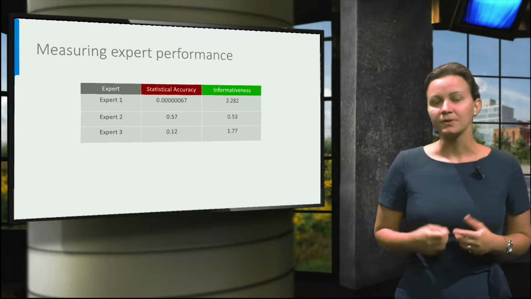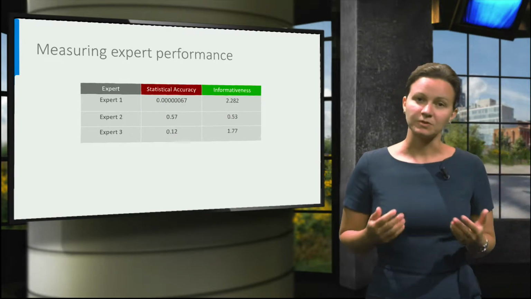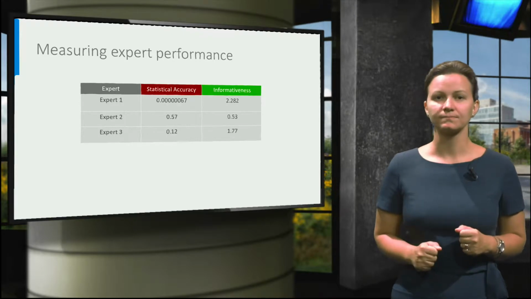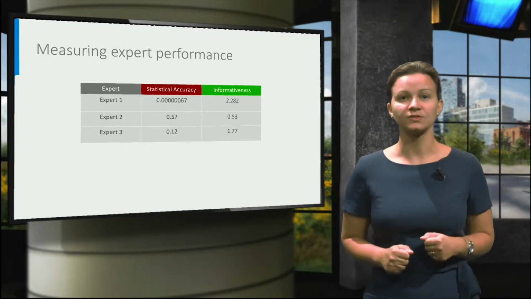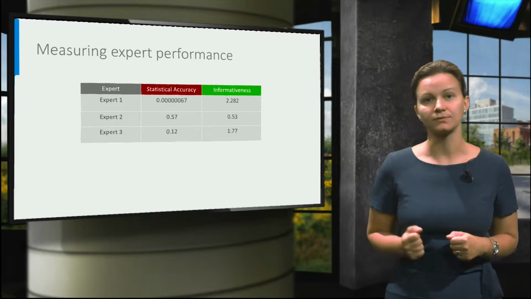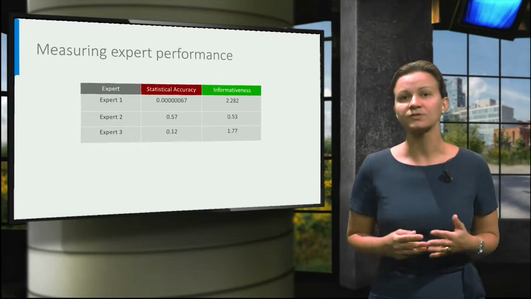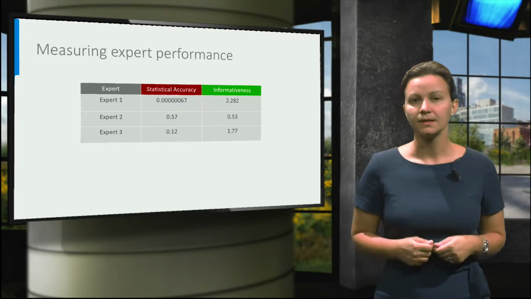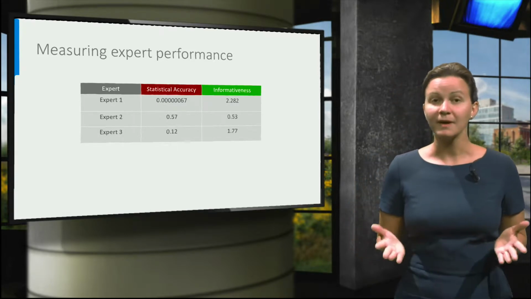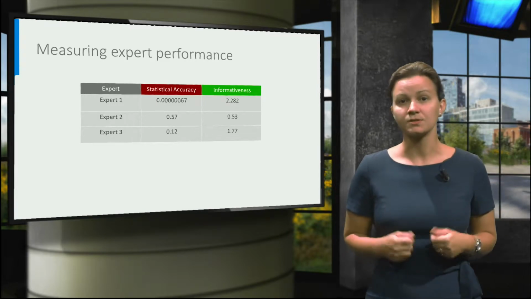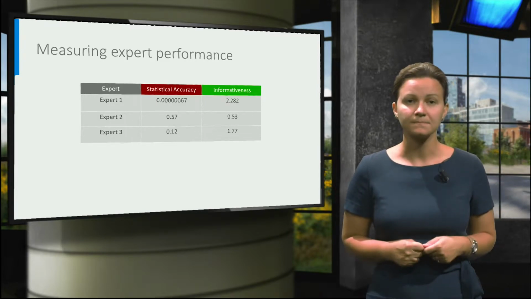Consider an example with three experts. Expert 1 has a poor statistical accuracy but is very informative. Expert 2 is more statistically accurate but less informative, whereas Expert 3 is quite informative and somewhat statistically accurate. Which expert do you think performed best? Of course, we don't want to answer this question just by using our intuition.